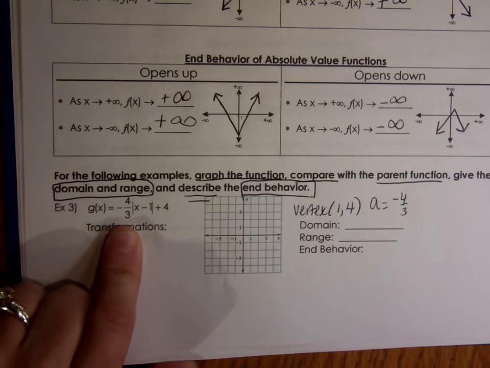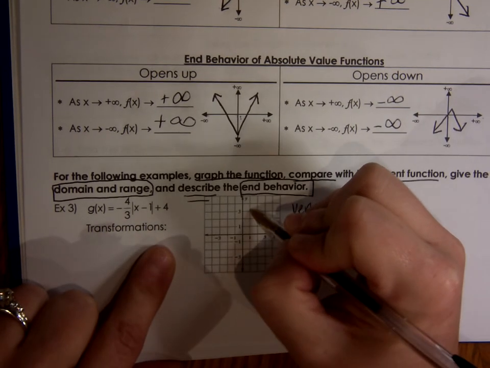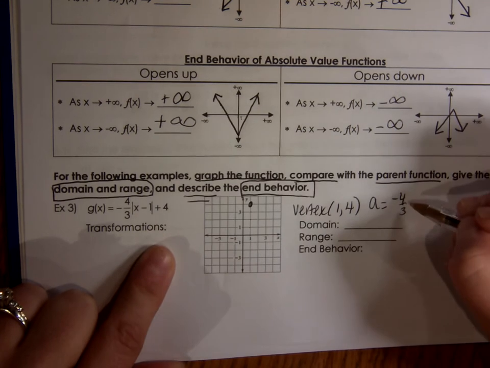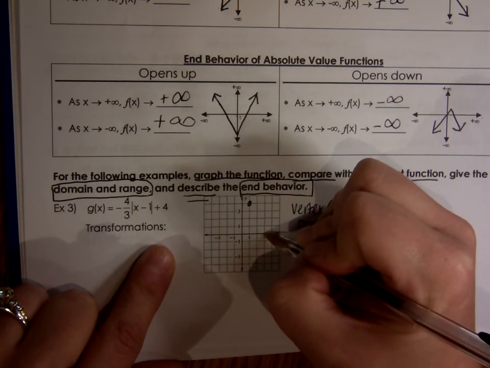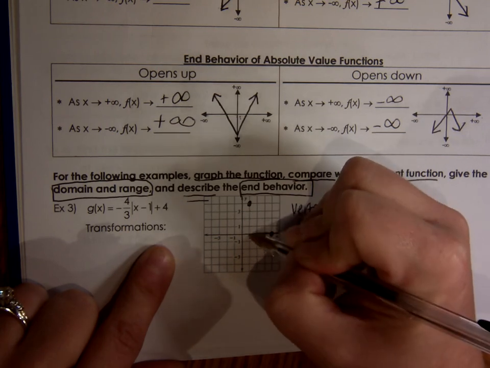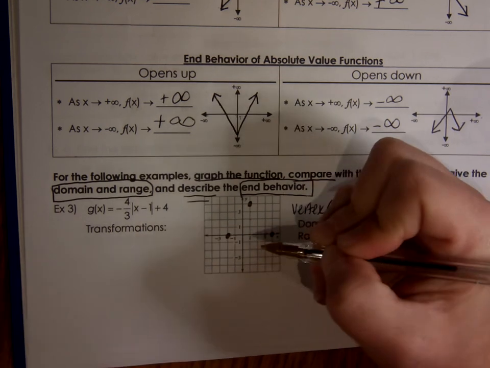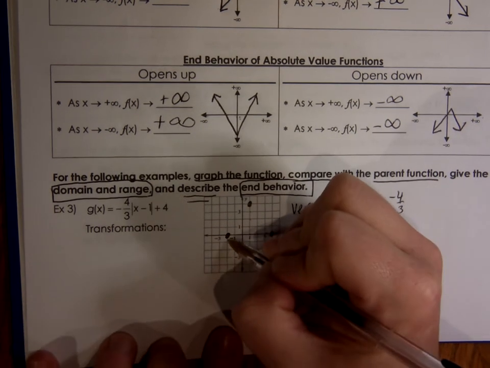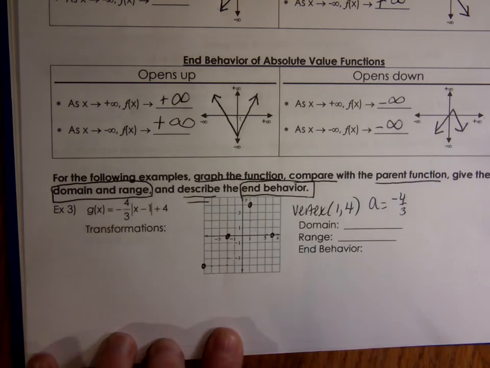And let's go ahead and graph. I'm going to plot 1, 4, and then from here my slope is -4/3, so I'm going to go down 4, to the right 3. And I'll reflect that. 1, 2, 3, 4, 1, 2, 3. And I might even be able to keep going. 1, 2, 3, 4, 1, 2, 3. Because you know I like to have multiple points.